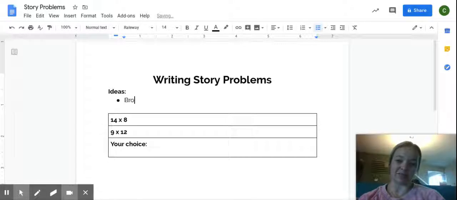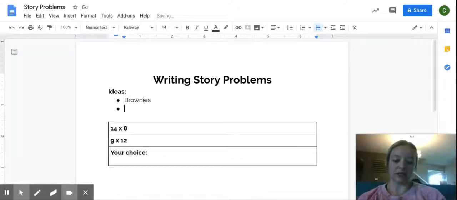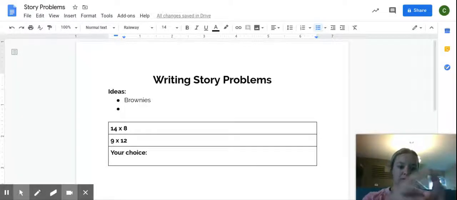So I know we can use some brownies. We can think about multiplication, things that when you multiply, you have more of them together, like 5 times 7 is 5 groups of 7. So what would you want a lot of? We wouldn't want to write a story problem that didn't make sense with what we're describing.